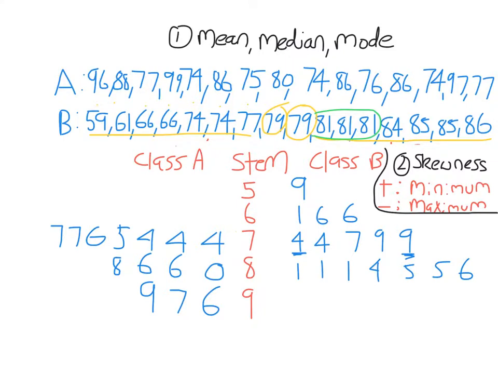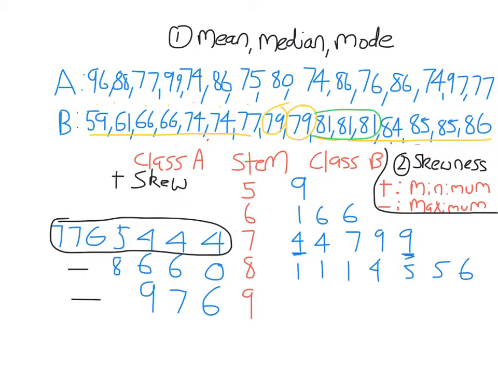So remember, Class A had a positive skew, and it's very evident from this stem and leaf plot. It has scores clustered towards the minimum. So the minimum score for Class A was 74. It has a lot of scores here clustered in the 70s towards the minimum, and then you see it has fewer scores as you go on, fewer scores as you get higher.